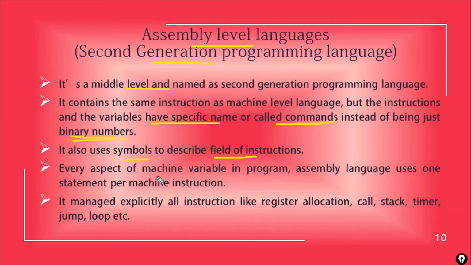Assembly language uses one statement per machine instruction. To perform the instructions, it uses different variables in the program, and it explicitly manages all aspects like register allocation, call, stack, timer, jump, loop, etc. For every instruction, it uses different commands or different variables in the program.